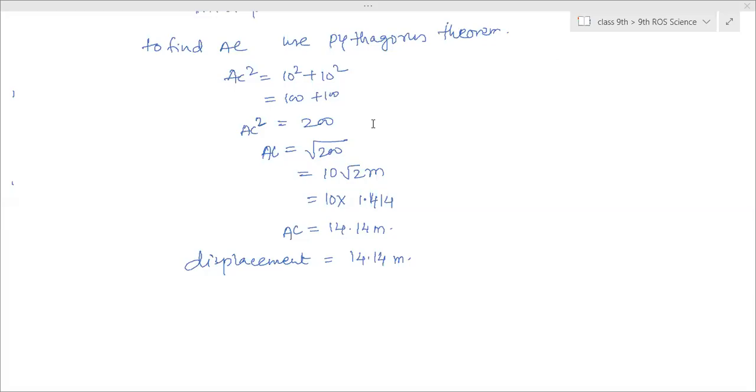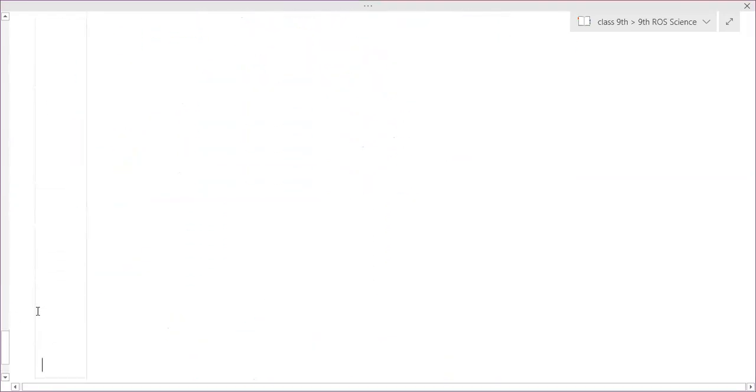So distance and displacement we have started yesterday. We have started the Motion chapter, and we have started with the distance and displacement part. So now write the difference between distance and displacement, whatever we have done yesterday.